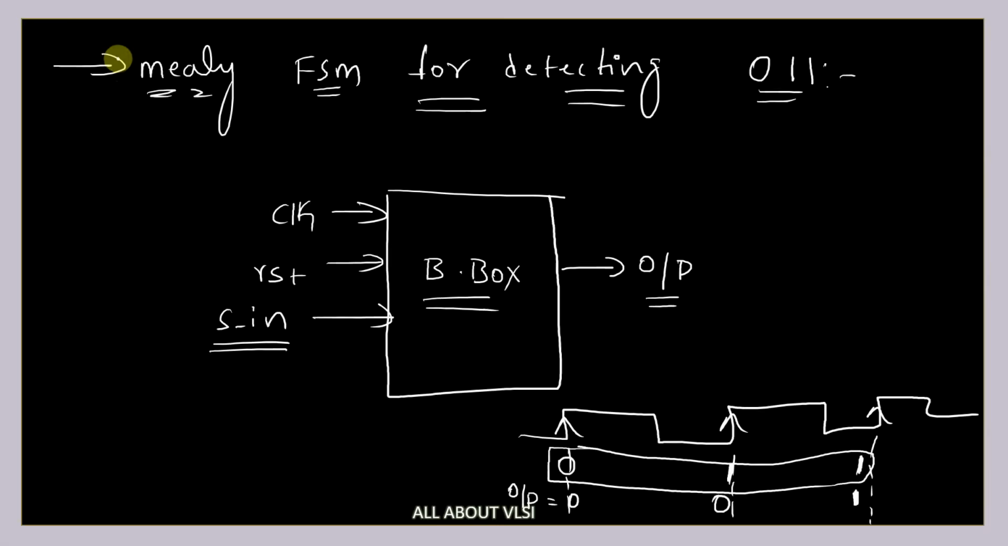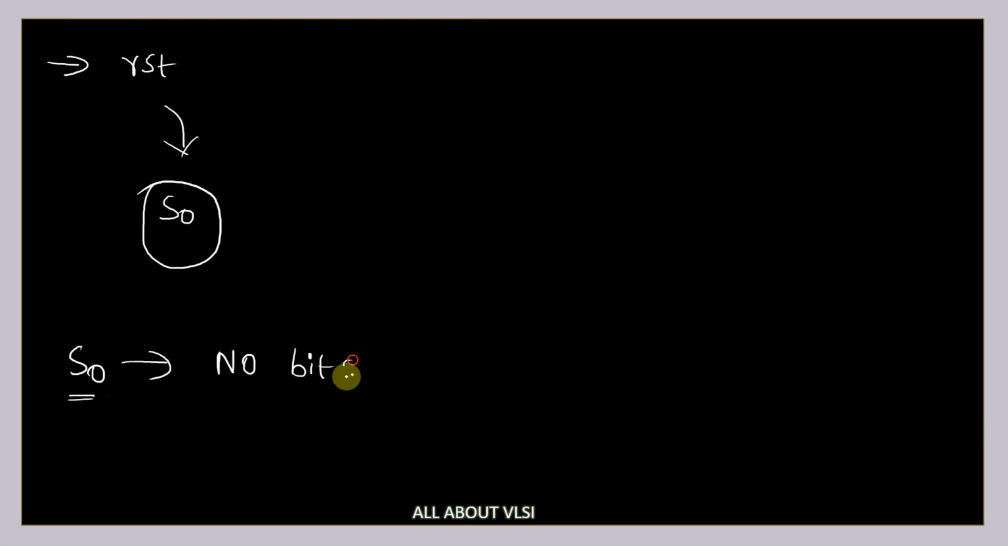Now let's say if I have to design this, if I'm going to apply the reset, I'm going to a state which is known as S naught. Now, what do I mean by S naught? S naught is a state which is nothing but the output of the flip-flop. It can be anything. So here S naught is a state where no bits are matching at all.